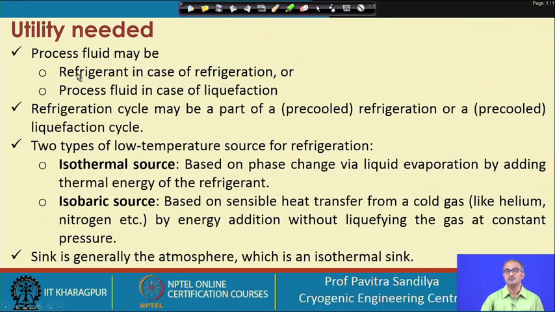Now what are the various utilities used? That means what are the various types of fluid and other things which help in carrying out the process. So first, the process fluid may be the refrigerant in case of refrigeration. Whenever we are talking about a refrigerator, there is some process fluid undergoing the cycle. So there we are using the refrigerant to carry out the refrigeration.